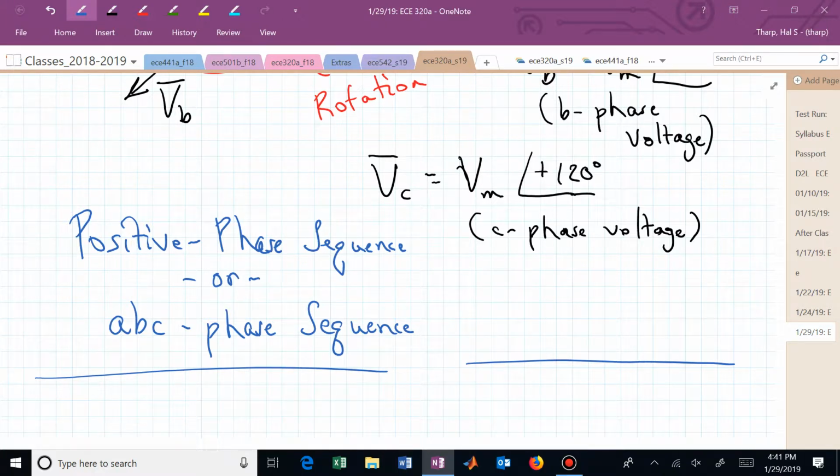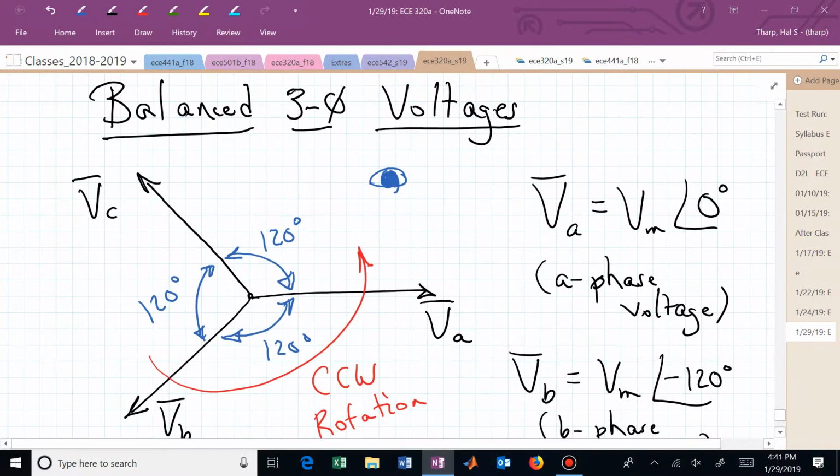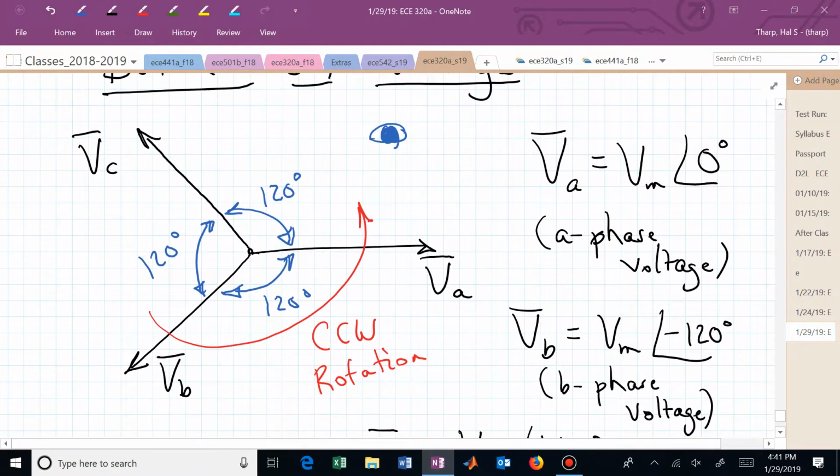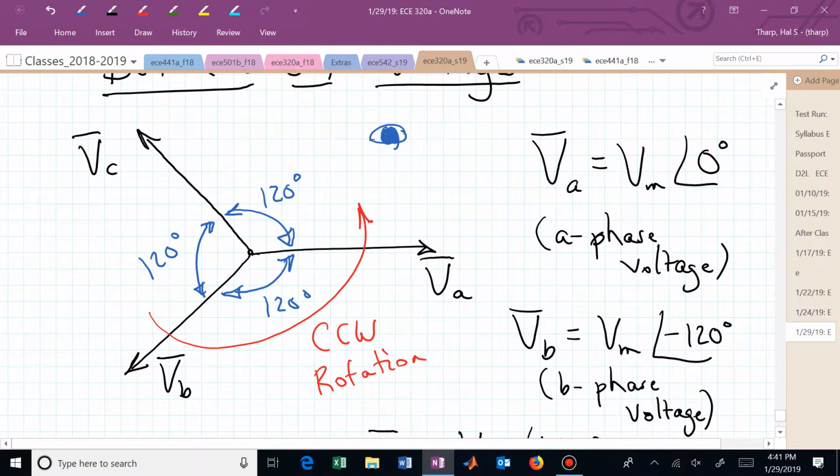Question? How come it's ABC if we look at the rotations going counterclockwise, wouldn't it make more sense to be ACB? Am I not seeing something here? Let's see. So the question was, why is it ABC? I'm saying that we're standing there where the eyeball is, and now this is spinning counterclockwise, and what's going to slap you in the eye in terms of these phasors? You're going to see A first, then B, and then C. Does that help?